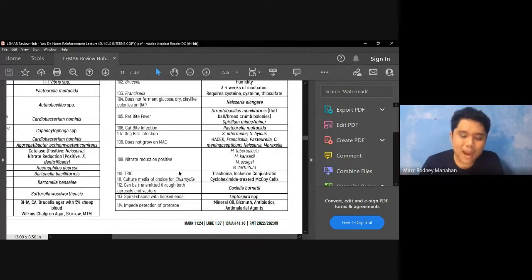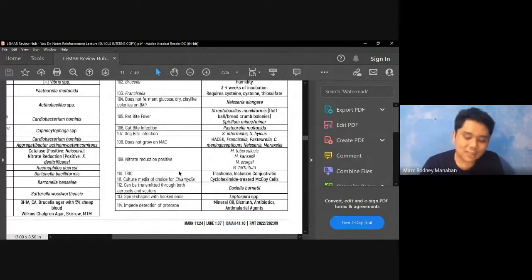Alright. Next, spiral shaped with hooked ends. That is your Leptospira. Basta Leptospira, hooked ends, similar to the appearance of a question mark. Question mark appearance, hooked ends, press the buzzer. That is your Leptospira species. That's why one of the species of Leptospira is Leptospira interrogans, because it looks like it's questioning, interrogating. Okay? Alright, so that's for bacte.